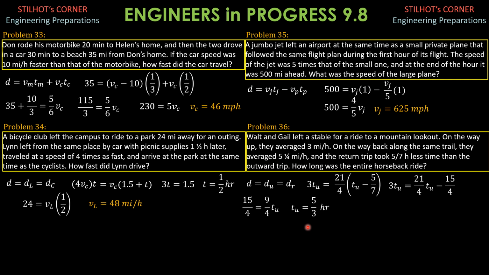So it will take 5/3 hours for the outward trip, and the distance is this one. Then the total length of the horseback ride is 2 times this distance. So total distance is 2 times 3 times t sub u. So 2 times the quantity 3 times 5/3. Cancel 3. So 2 times 5 is 10 miles. So the total length of the horseback ride is 10 miles.